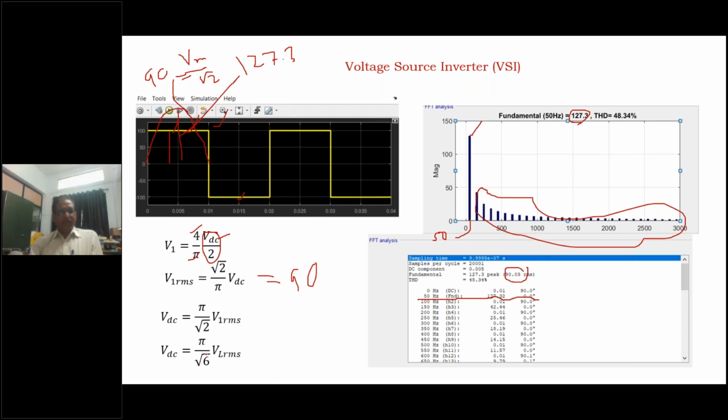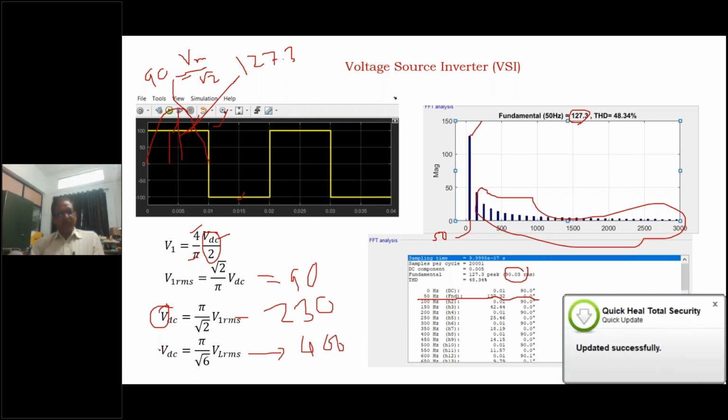Now if I convert this formula, if I want 230 volt, for example, for my UPS in my home, what should be the VDC? And if I want to control a 400 volt motor, what should be the VDC? That formula is there.